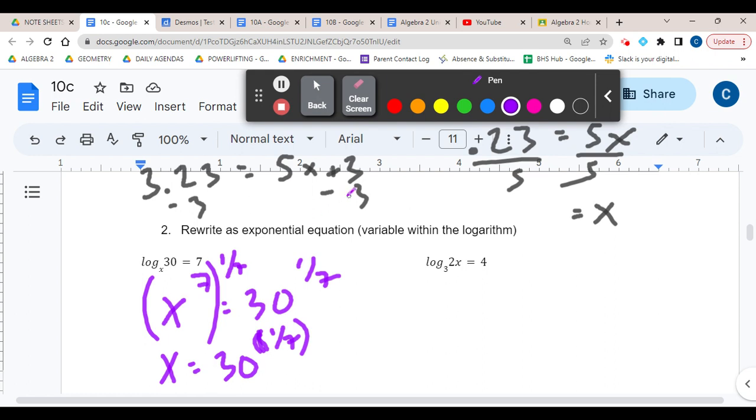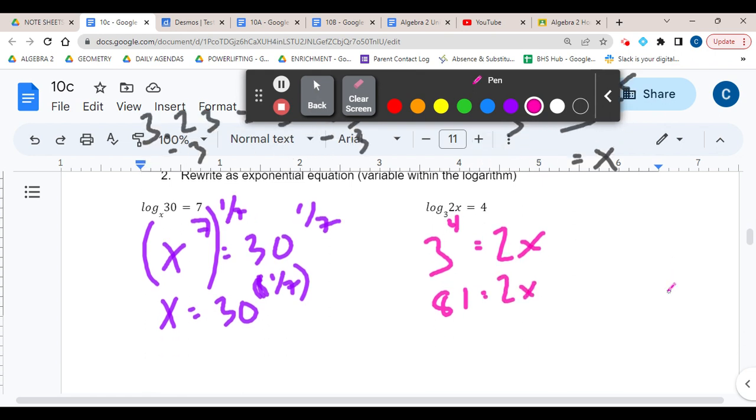So again, when we have a variable within the logarithm, just rewrite it as an exponential equation. Coming over here, log base 3 of 2x equals 4, so we know 3 to the 4th power is equal to 2x. That makes 81 equal to 2x, and then x is equal to 81 over 2.